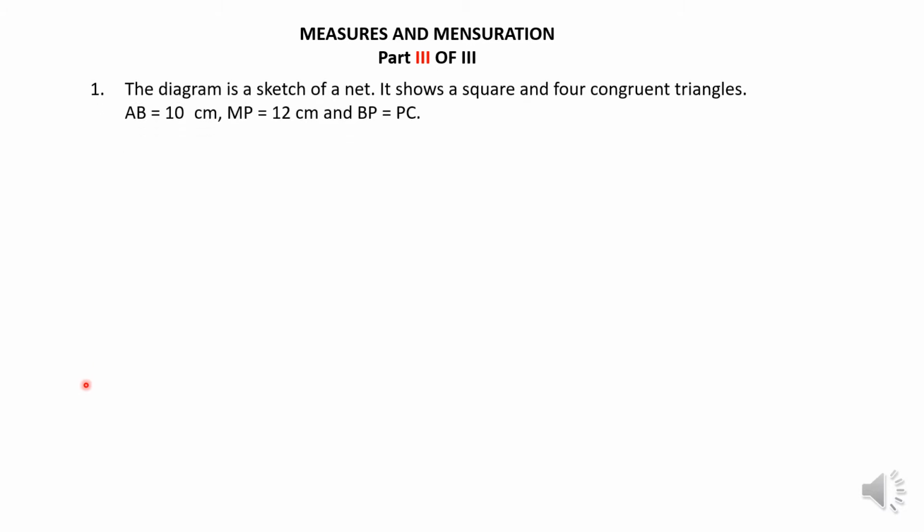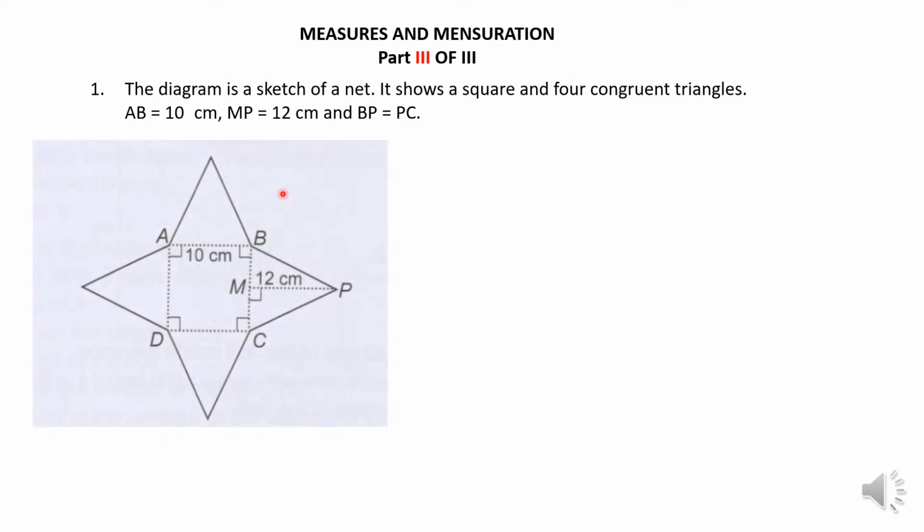So we have a diagram here and it shows a sketch of a net, all right? And then there's a square here, which is 10 by 10. And then there are four congruent triangles, all right? And then you can see the distance A to B is 10, M to P is 12, and obviously BP is equal to PC, all right? So all of these distances as you go around here are all equal.